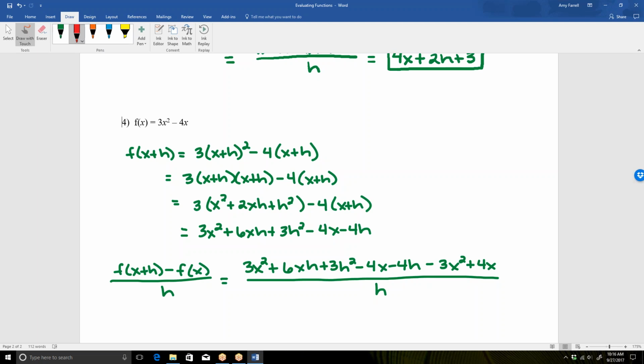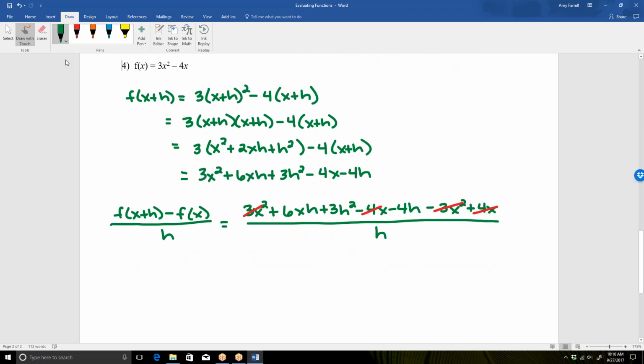All right, now I'm going to cancel some like terms here. I've got a 3x squared. I've also later subtracted 3x squared. Then I have minus or negative 4x. Later I've got positive 4x. Okay, so I was able to simplify that a little bit. Okay, left in the numerator is 6xh plus 3h squared minus 4h.